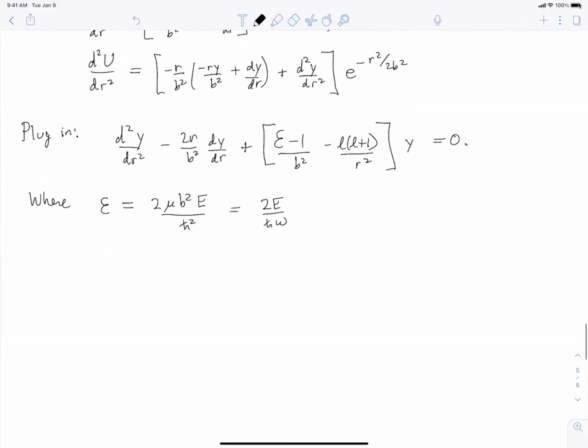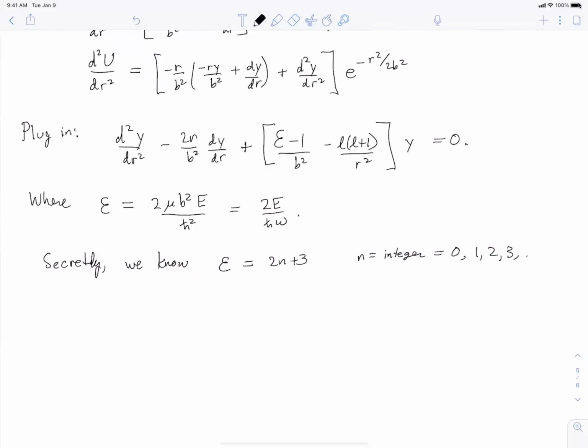So that's a nice combination because we already know the energy is going to be proportional to h bar omega times a rational number. Okay, so secretly, we already know what the curly E is. We know curly E is actually 2n plus 3, where n is an integer, 0, 1, 2, 3. But we're going to pretend we don't know that when we solve this, just as a check.